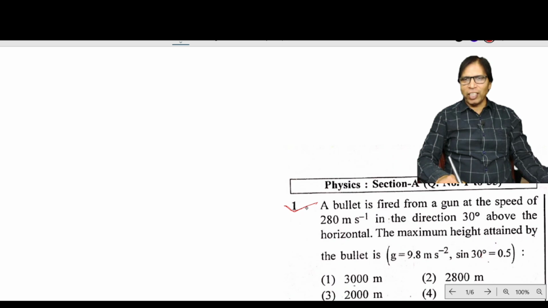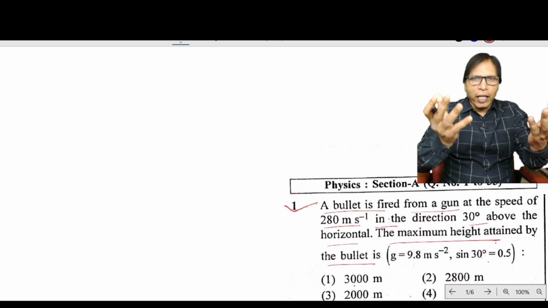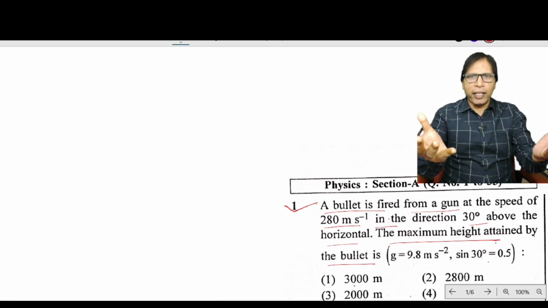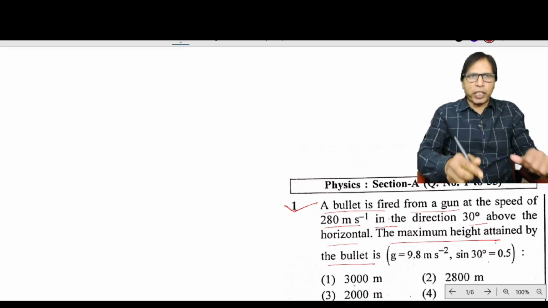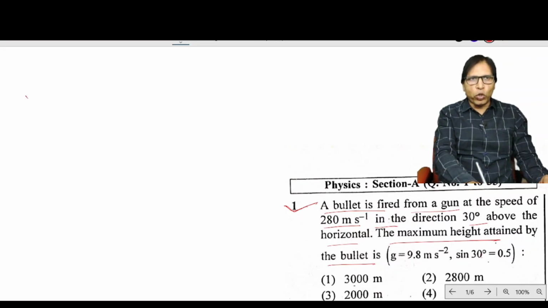Now look at question number 1. A bullet is fired from a gun at a speed of 280 meter per second in the direction 30 degree above the horizontal. The maximum height attained by the bullet is? This is a question of projectile, asking for the maximum height attained by the projectile.